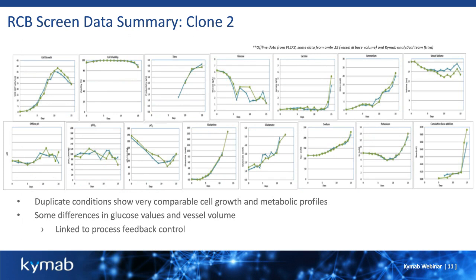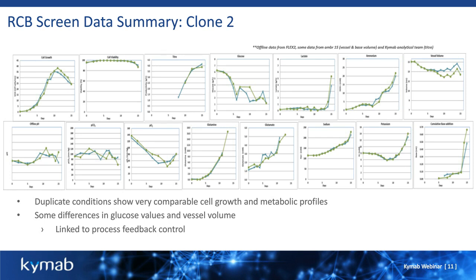This slide zooms in on data for clone 2. As you can see, the replicate ambr vessels for this clone show very comparable cell growth, titer, and other metabolic profiles. We did see some differences in things like glucose values, vessel volume, and base volume, and this was linked to process feedback control.